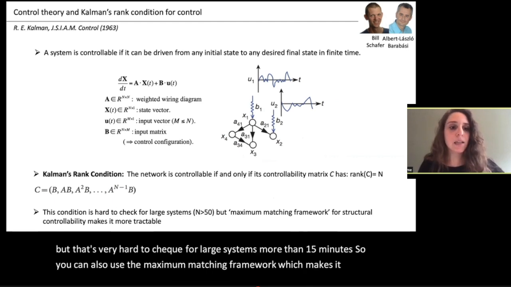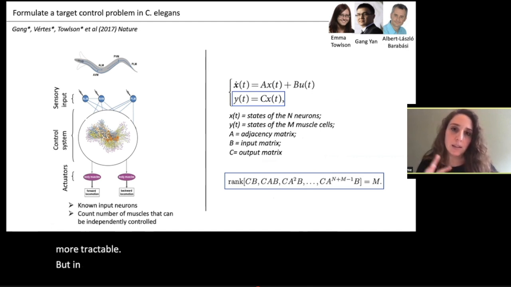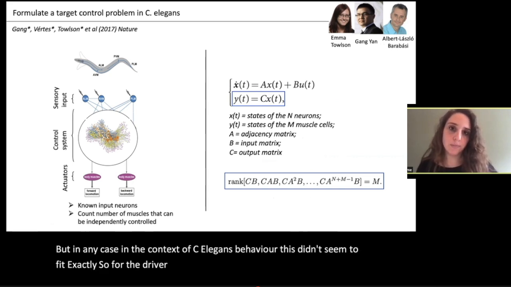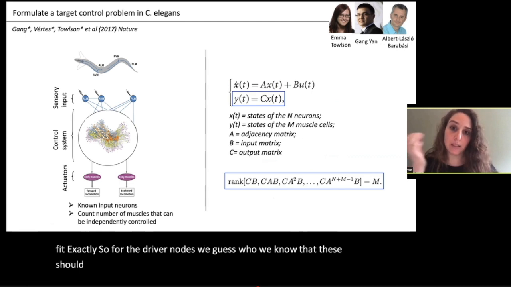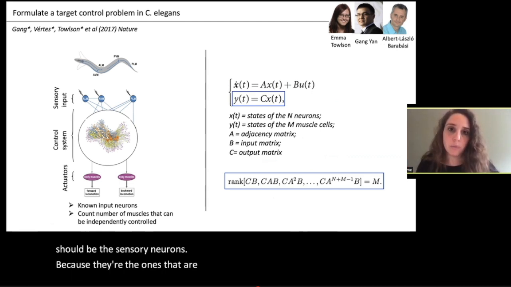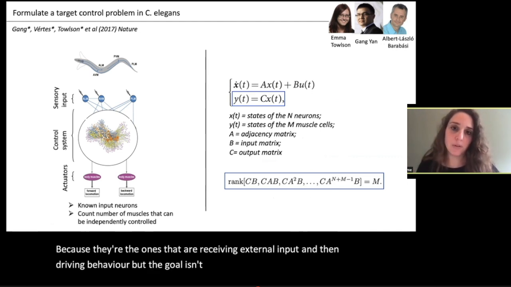But in any case, in the context of C. elegans behavior, this didn't seem to fit exactly. So for the driver nodes, we guess, or we know that these should be the sensory neurons, because they are the ones that are receiving external input and then driving behavior. But the goal isn't really necessarily for the entire nervous system to be controllable.